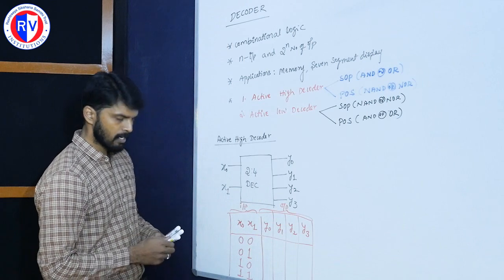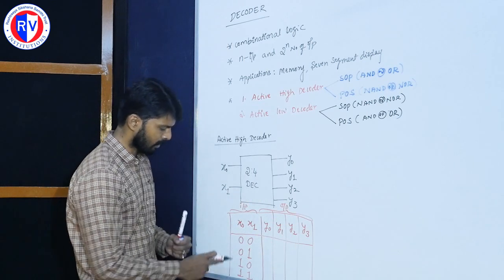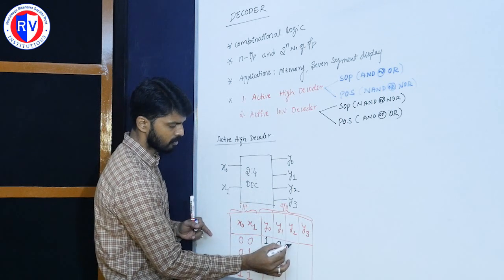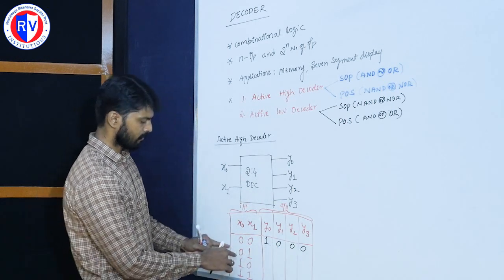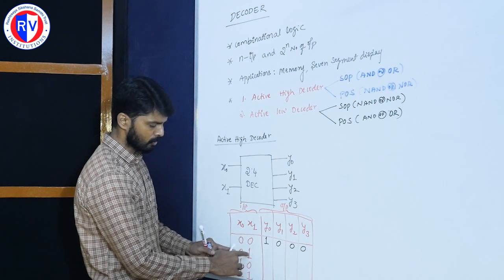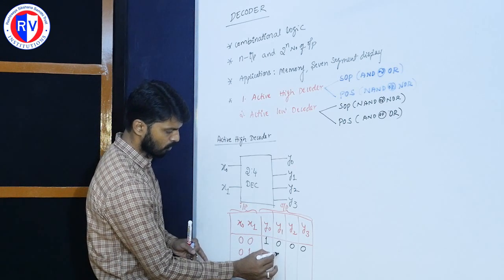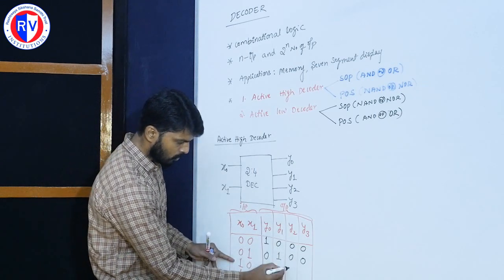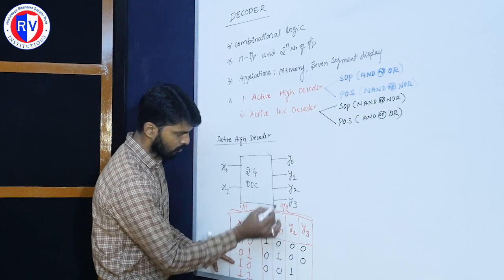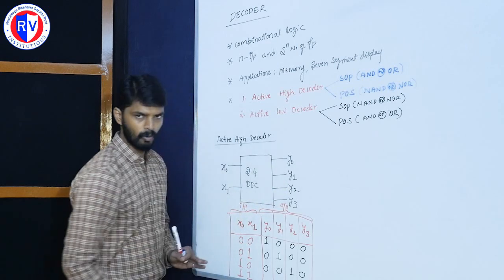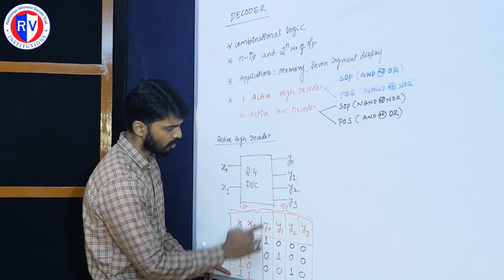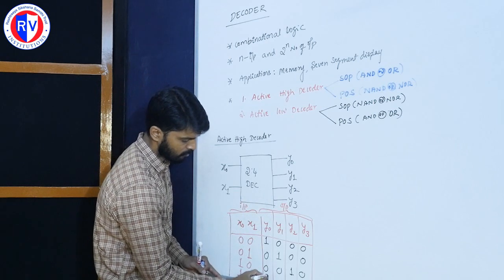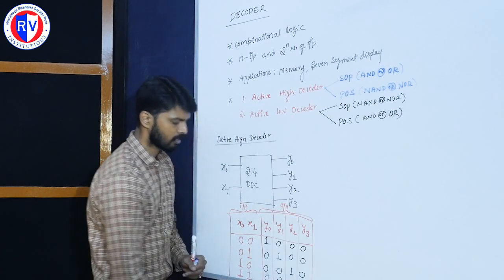In this case, if my input is 0 0, only the y0 output is high and the rest are all 0. Similarly, if the input combination is 0 1, then only y1 is 1 and the rest are all 0. Similarly, if the input is 1 0, only the y2 output is high, and all other outputs are low. Similarly, for the last combination, 1 1, only this line goes high, and all the remaining lines are low. I mean to say, I have selected this line. At that point of time, all of these are 0, and only this line is enabled.